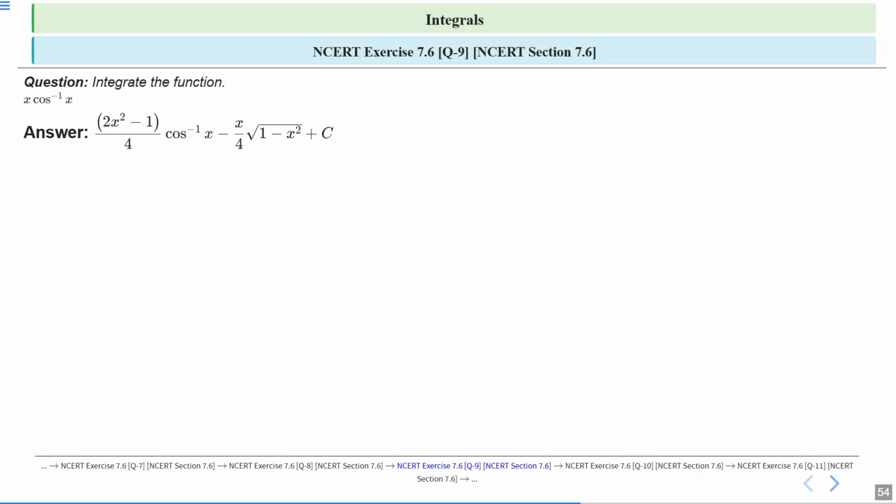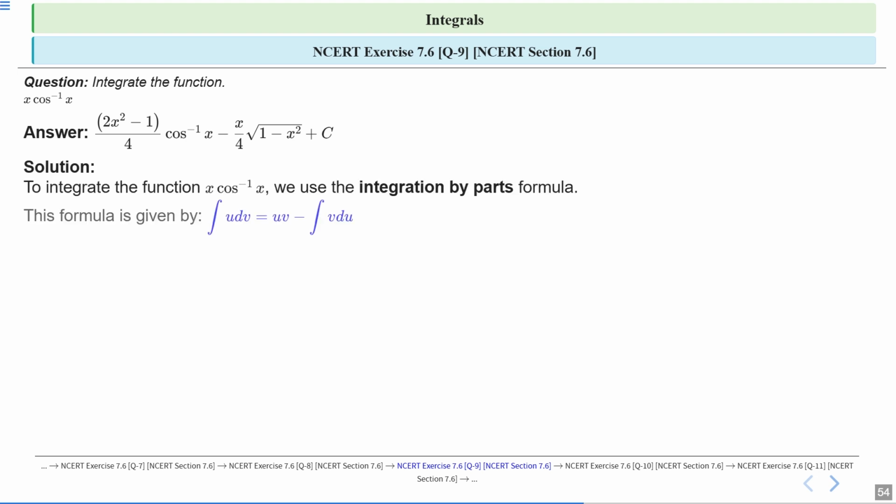The answer is (2x² − 1)/4 cos⁻¹x − (x/4)√(1 − x²) + c. Apply the by parts method. The integration of u dv is uv minus integration of v du. Now we need to choose u and dv.